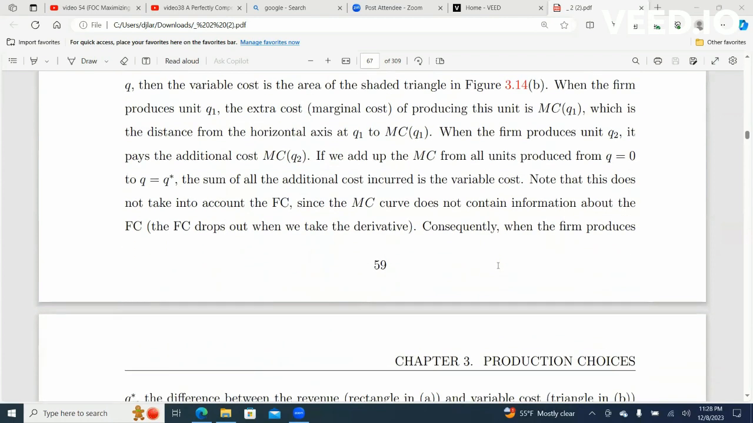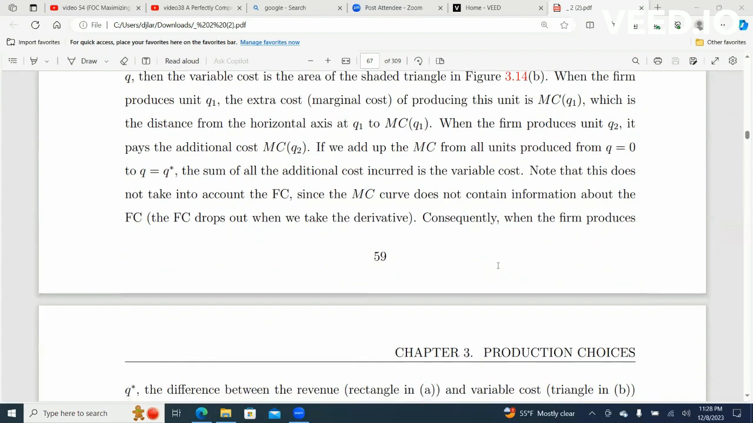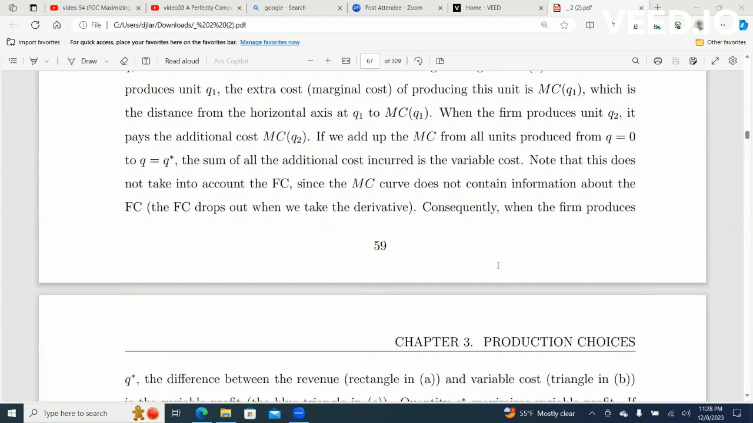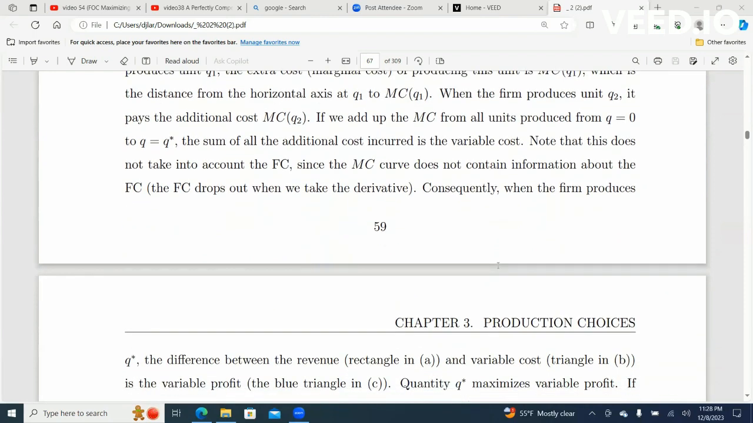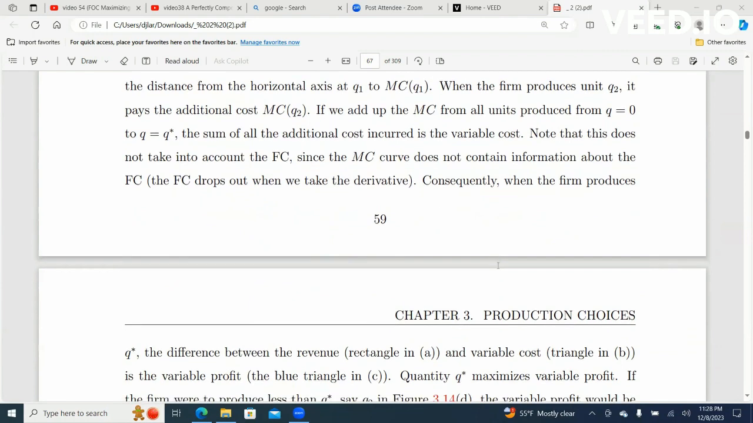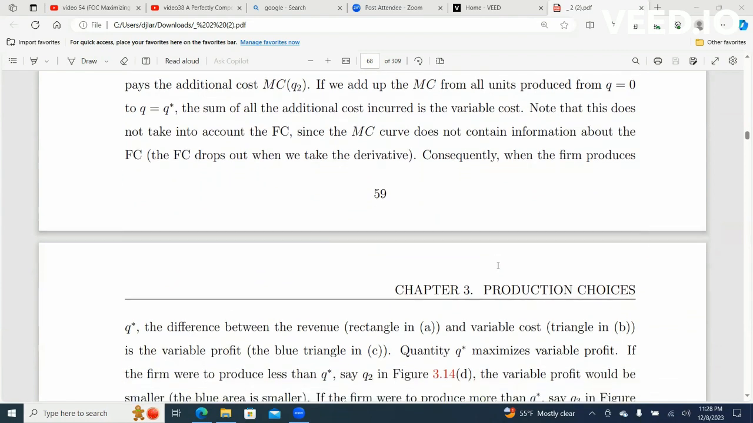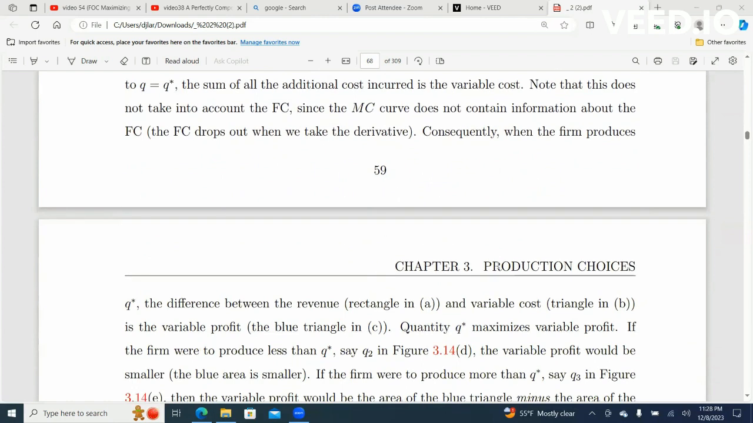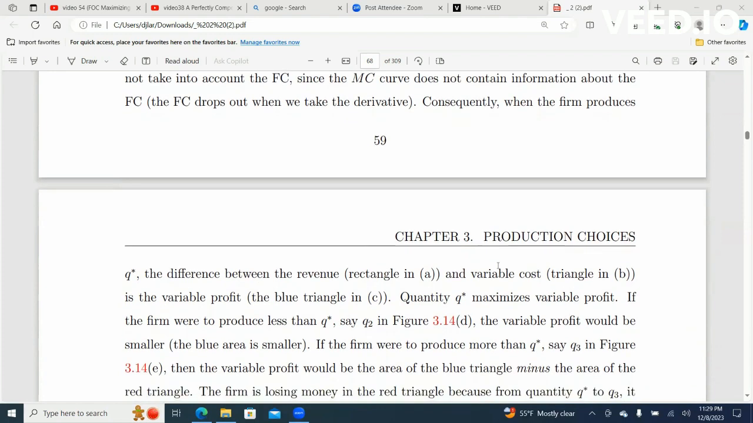When the firm produces unit Q1, they're going to say all that same stuff until they get down there to Q star. The sum of all additional costs incurred is the variable cost. Note that this does not take into account the fixed cost, since the marginal cost curve does not contain information about the FC. The FC drops out when you take the derivative.